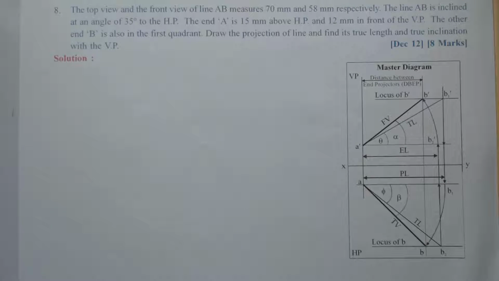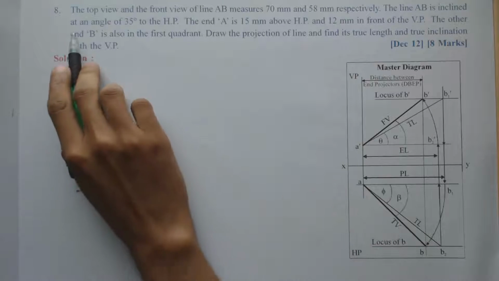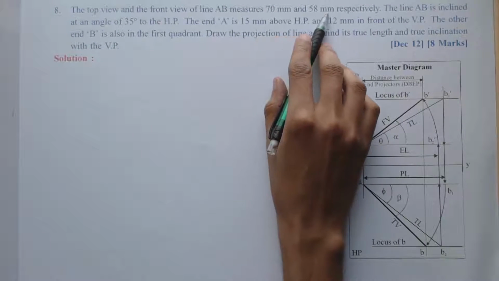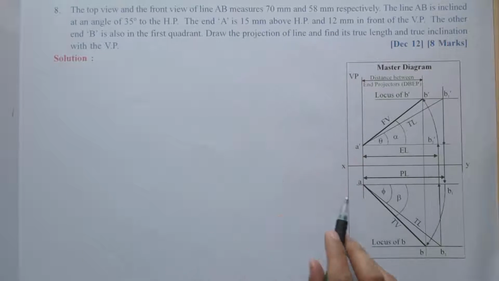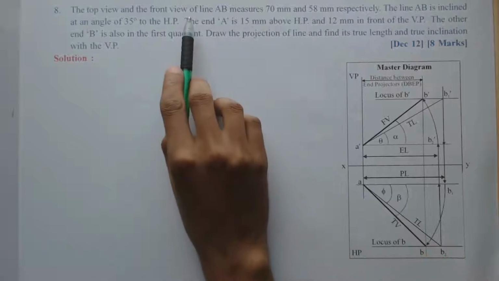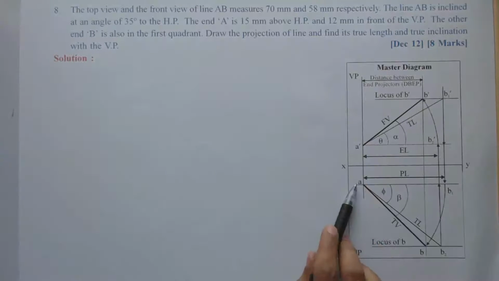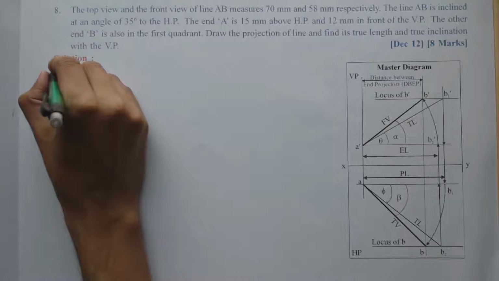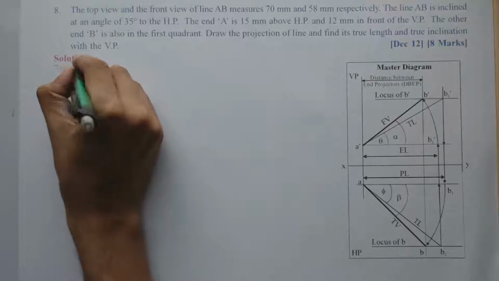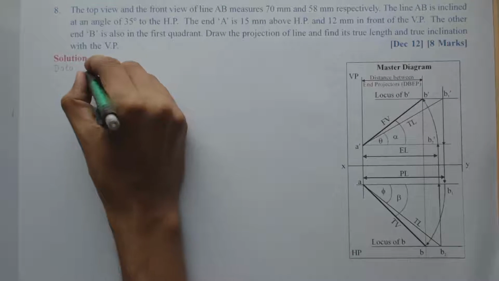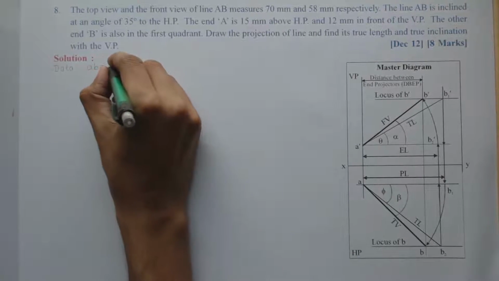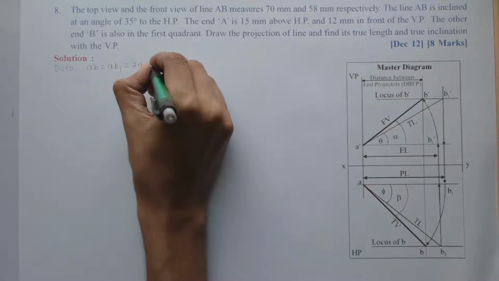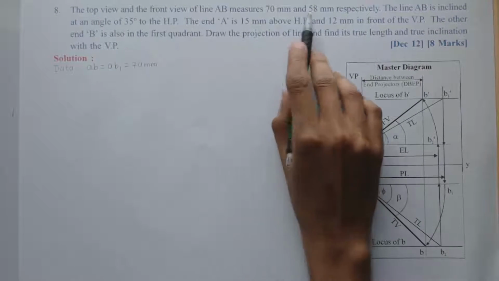Now starting with the eighth question, we'll represent the data after reading the problem. The top view and front view of line AB measures 70 mm and 58 mm respectively. So from the master diagram, I know top view represents the notations AB, which is also equal to the plan length, which is AB1. So I can write the data. AB is equal to AB1, which is equal to 70 mm. And front view is 58 mm.